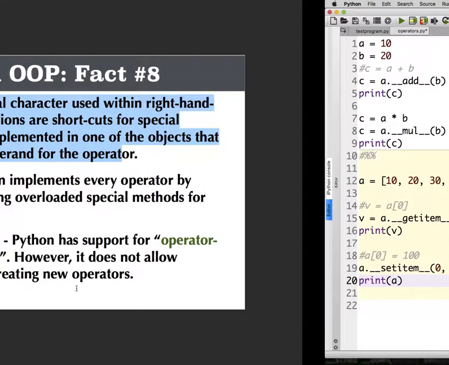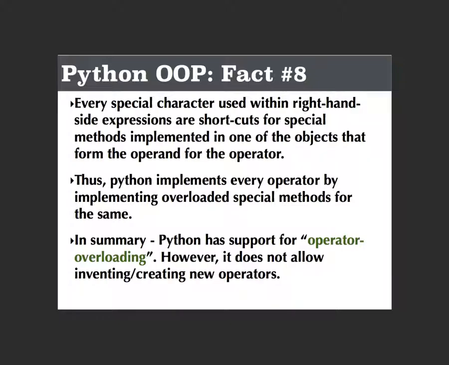So I told you that Python implements every operator by implementing overloaded special methods. In summary, Python has support for operator overloading. However, it does not allow inventing or creating new operators. So we can override get item and set item. If you create your own class, I'll show you an example.